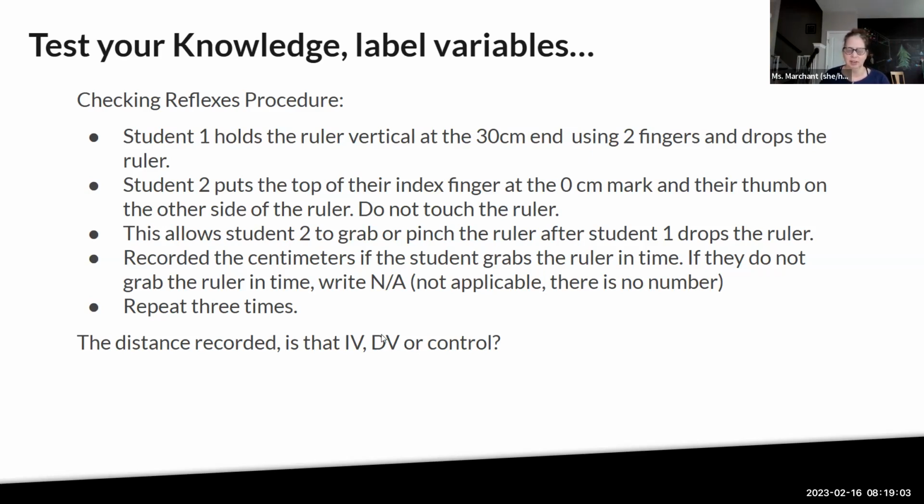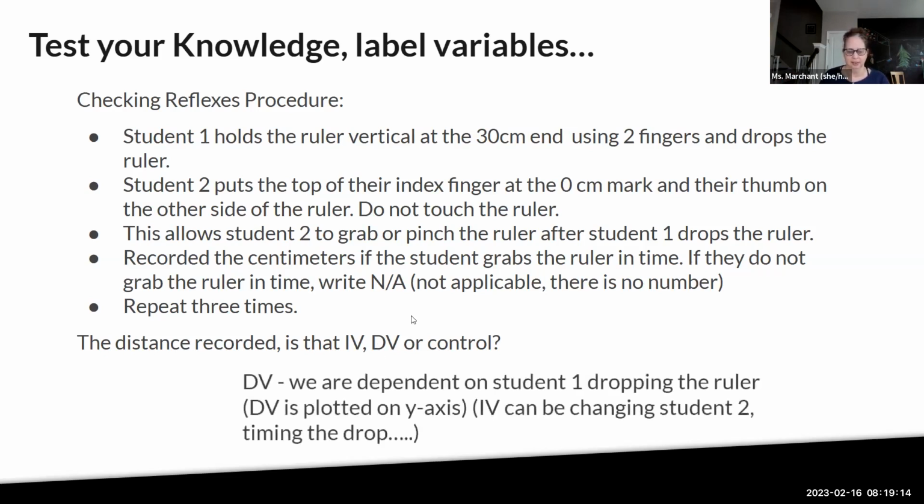Okay, so even if you can't get the specific words into specific IVs or DVs, when you walk yourself through that if-then-because process, it will help you figure it out. That distance recorded is the dependent variable, because that's what we're measuring. What is happening when I drop that ruler?